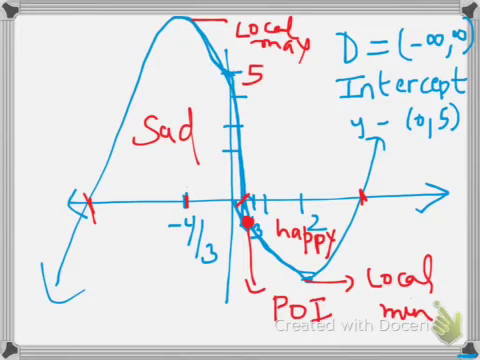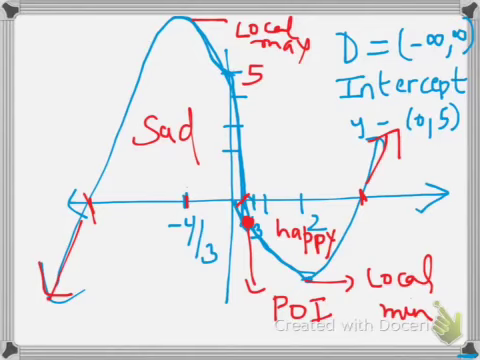Now, for example, this graph, since it goes up indefinitely on both the sides, there is no absolute max or absolute min. Absolute max is the max of all the maximums, and absolute min is the minimum value of all the minimums. So since this graph goes indefinitely on both the sides, there's no absolute max or min.